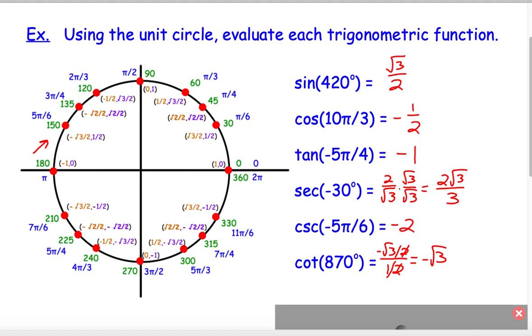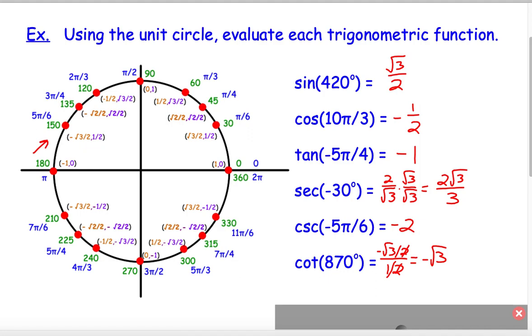And that's it. Now, once again, like I had mentioned earlier, for 870, if I've got room to write it over here, 870, if I subtract 360 from that, I have 510. That's still more than 360. Let's subtract another 360, and I get 150. And then that's the angle that I go to.